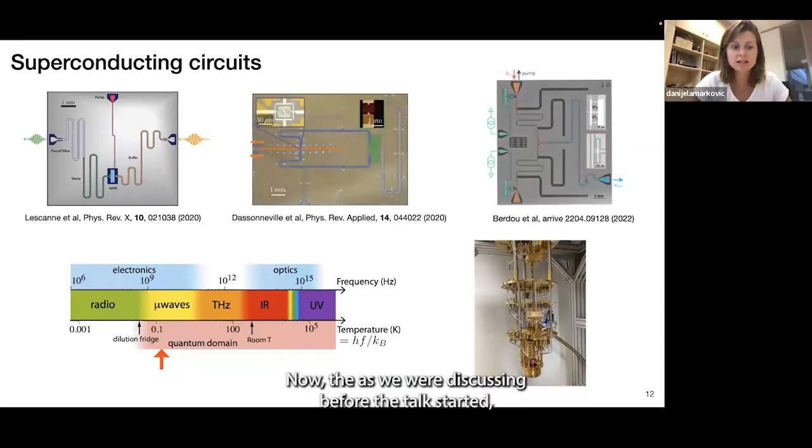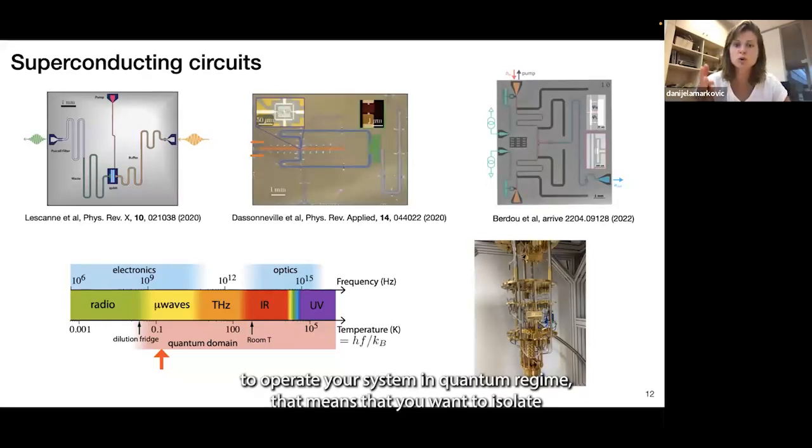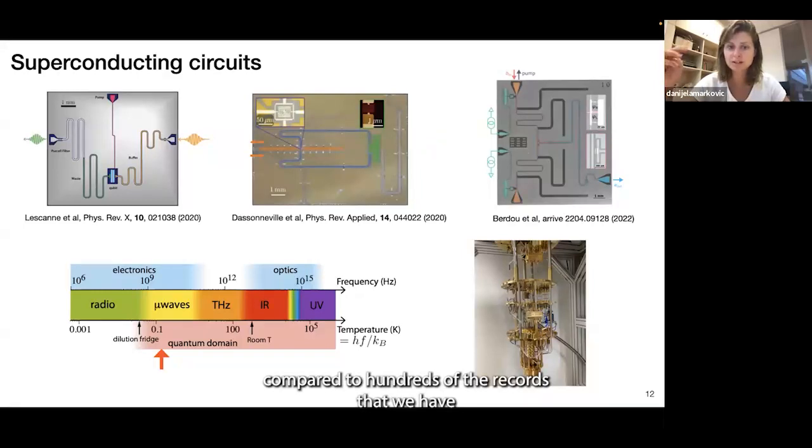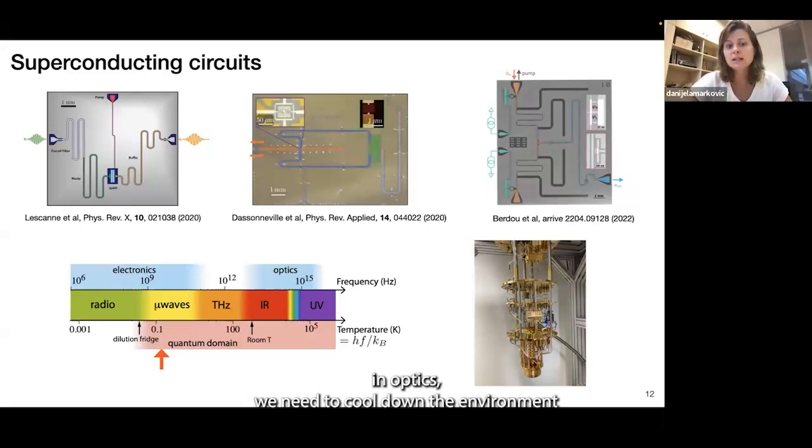Now, as we were discussing before the talk started, these operate in the gigahertz regime, which means that in order to be in the quantum regime, we need to be below 100 millikelvin temperature. If you want to operate your system in the quantum regime, that means that you want to isolate single photons. You want to work at the level of a single photon. But in order to do that, you need the energy of your photon to be higher than the thermal background. As gigahertz is quite a low frequency compared to the hundreds of terahertz that we have in optics, we need to cool down the environment such that it is colder than our photons.